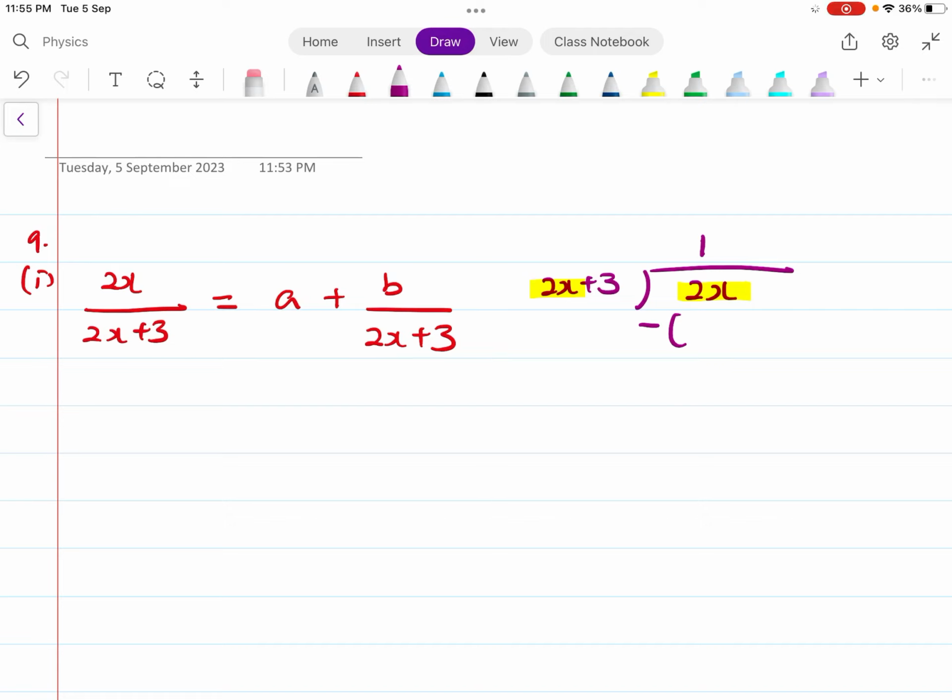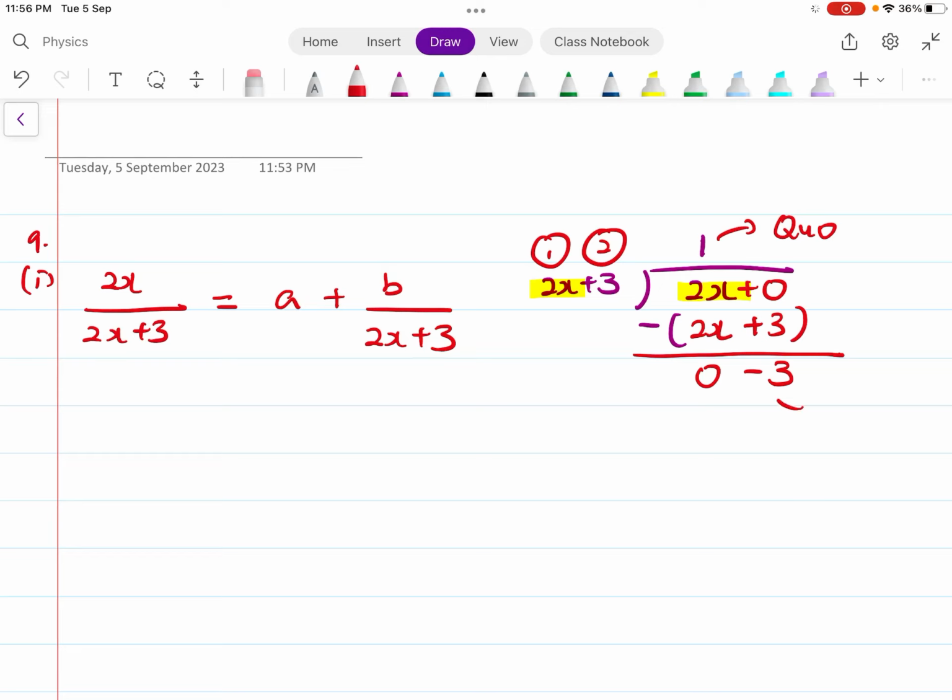So 1 multiplied by the 2x is equal to 2x. Then 1 multiplied by the 3, meaning the second term, is plus 3 in a bracket. So 2x minus 2x is 0. Of course, for the 2x here there's no number, meaning you just use 0 minus 3. So you will get minus 3. Given this, we know that this 1 is what we call the quotient. And this minus 3, I just get rid of the 0, is what we call the remainder.